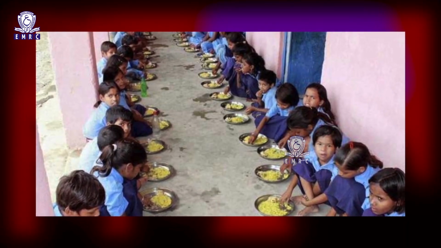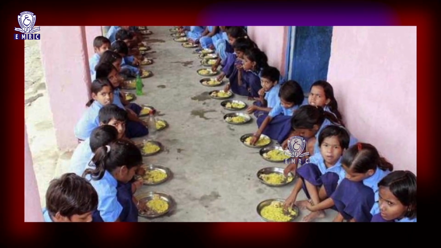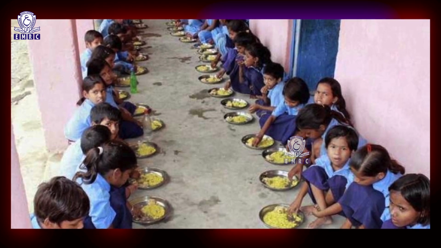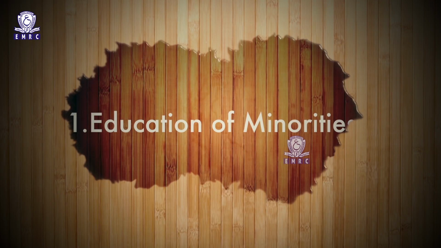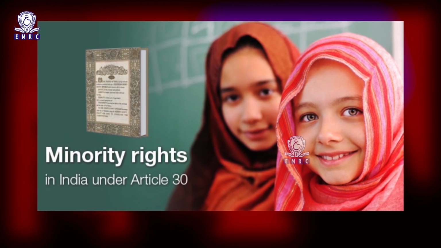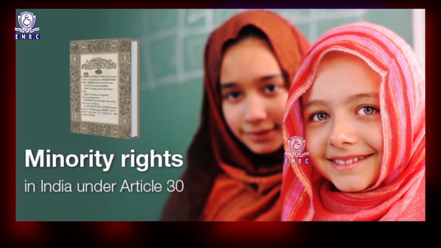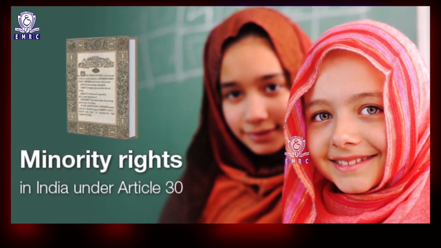Several other schemes too had been launched to ensure the right to education in the country. Therefore, the Constitution of India recognizes the importance of education for all. Therefore, it lays down several provisions to ensure proper and effective implementation of educational rights in the country. And these provisions include: first one, education of minorities. Article 30 of the Indian Constitution gives all minorities the right to establish and administer institutions of their own choice.